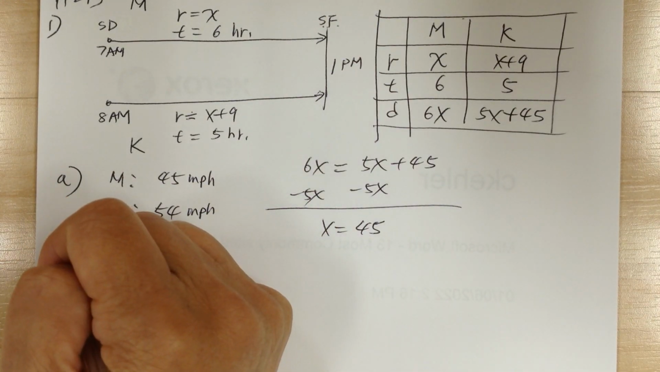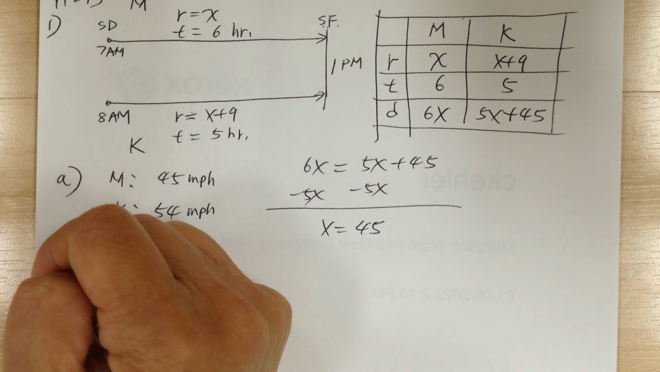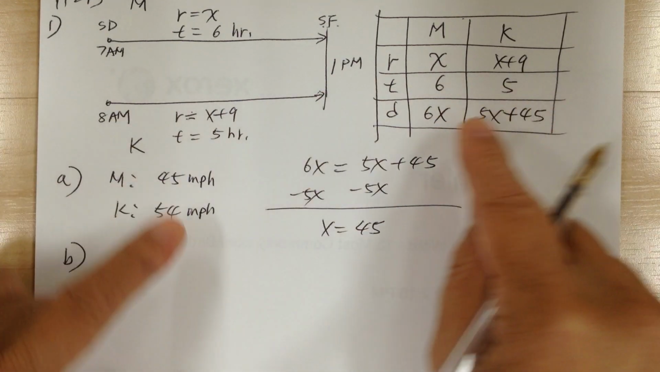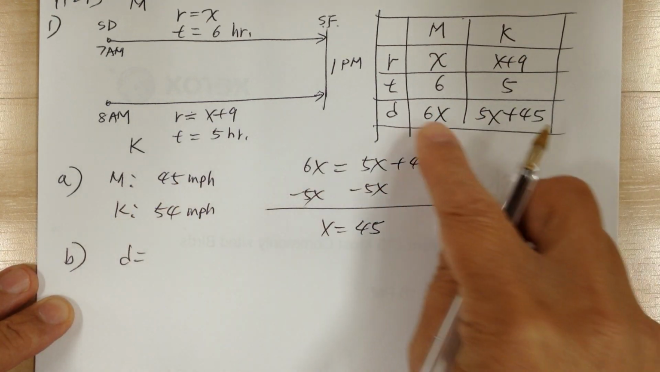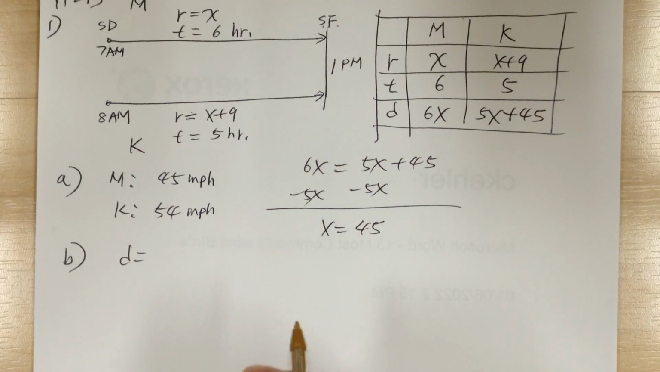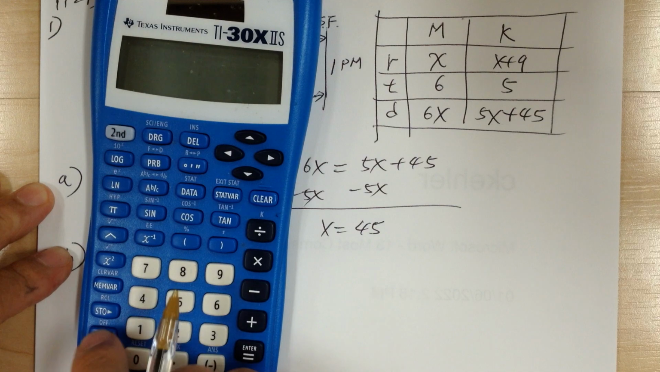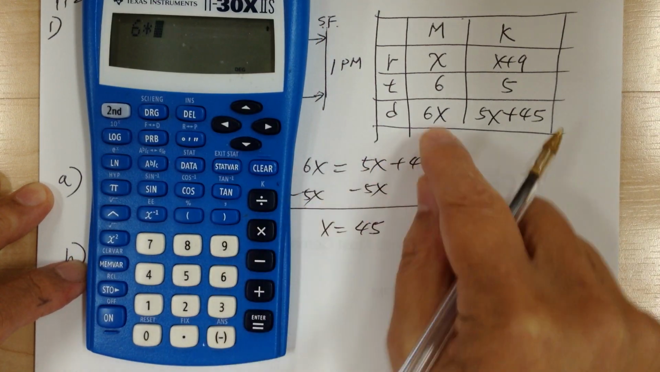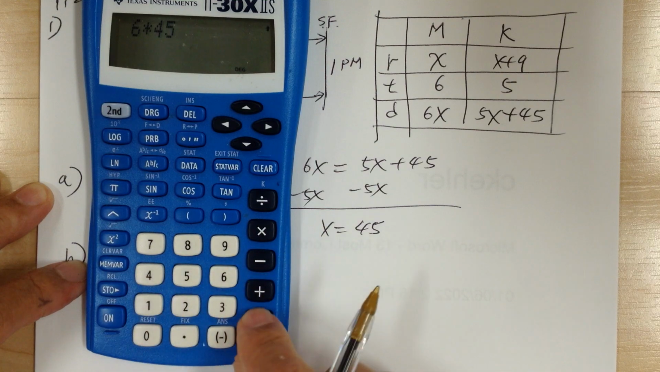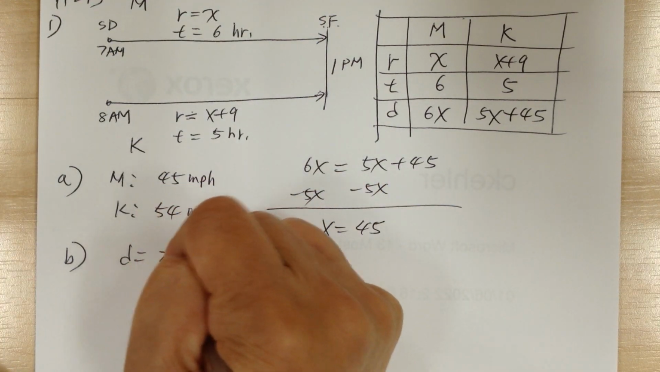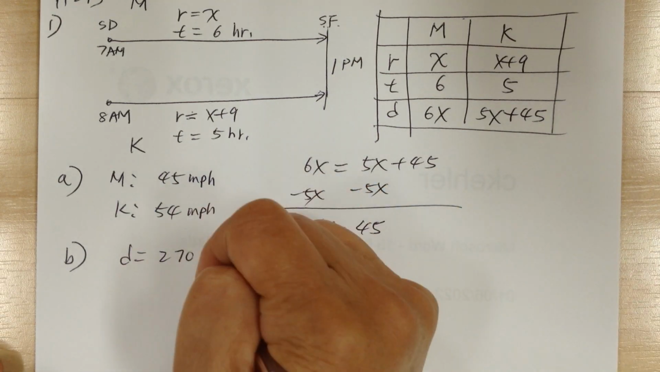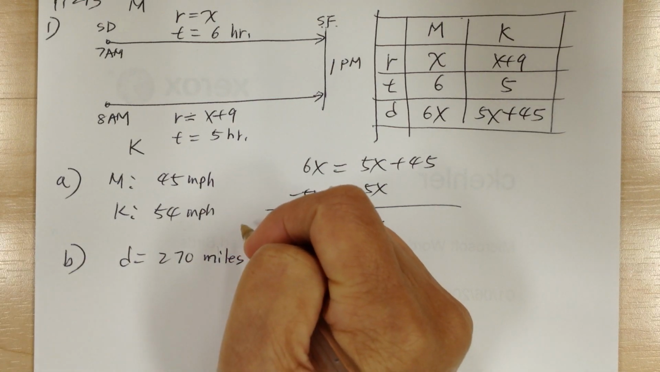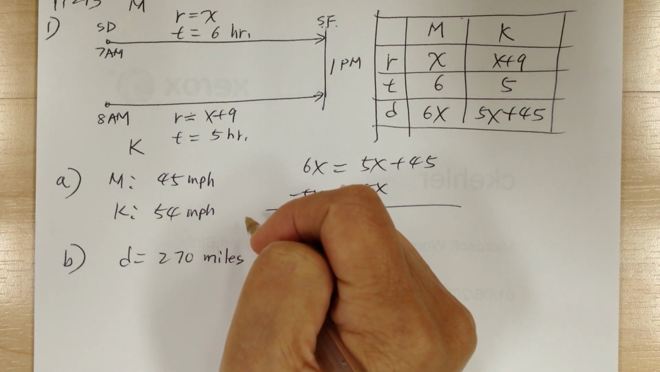Then for B, what's the total distance by each car before they met? The distance is this over here, and you can use either one. So the distance will equal 6 times 45. Get your calculator: 6 times 45 equals 270. So it'd be 270 miles. Okay, let's go to the next one.